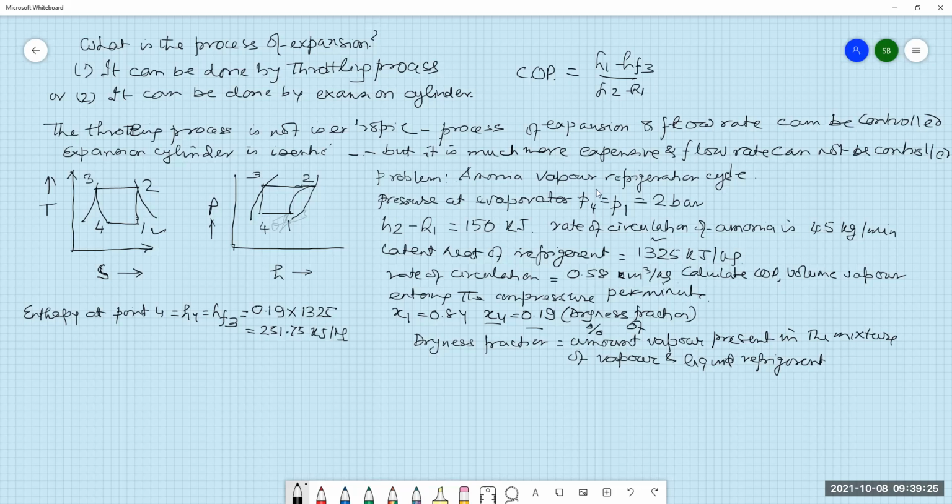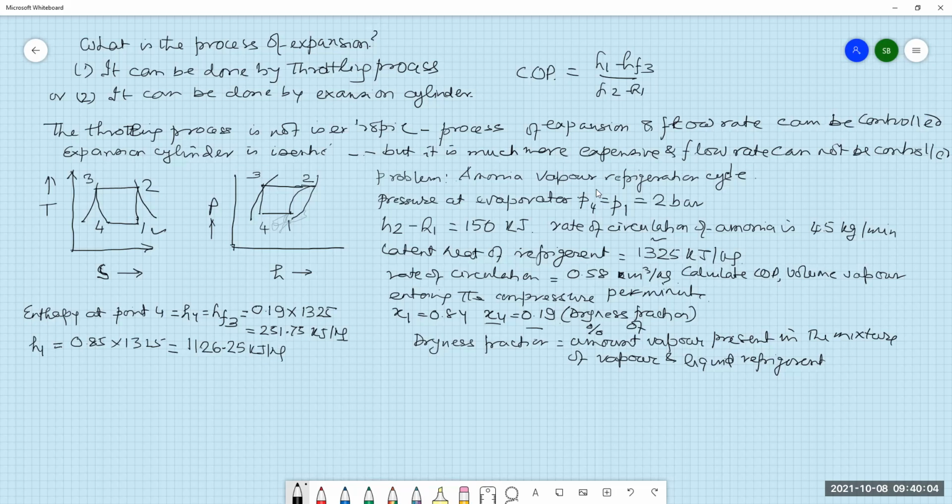of vapor itself. And similarly, at point 1, H1 is the enthalpy at point 1, where the vapor dryness fraction is 0.85, multiplied by 1325, which is given by 1126.25 kilojoule per kg. This means at point 1, 85% is vaporized and only 15% liquid is not yet vaporized.